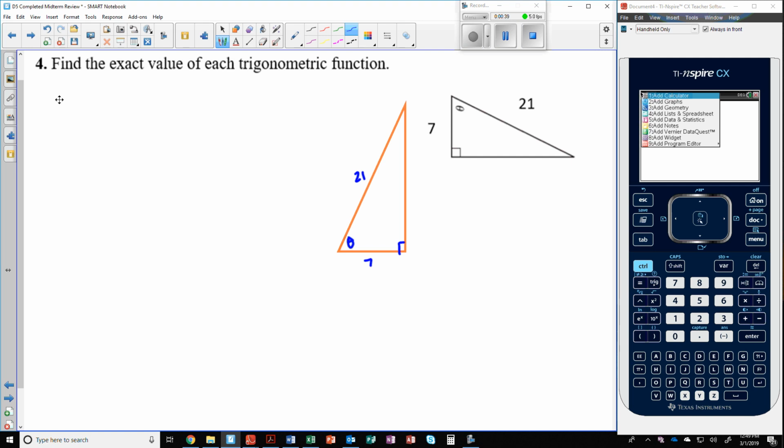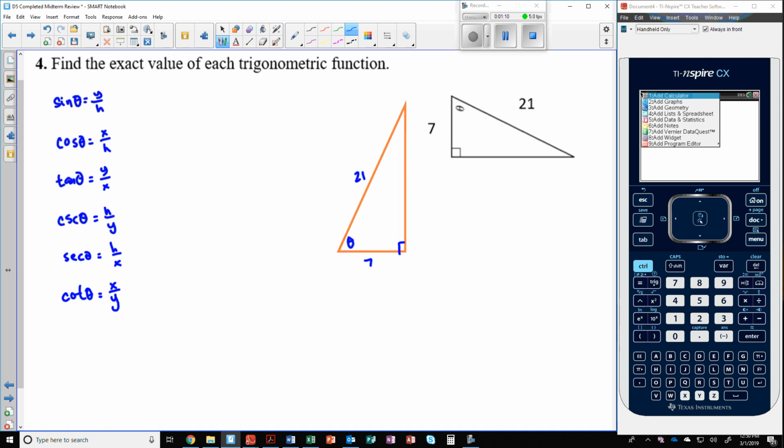So we're supposed to find each of the trig functions. So we have a saying: sine is y, cosine is x, tangent is y over x. And so I'm going to write these out. So we have them here. Cosecant is the reciprocal of sine. Secant is the reciprocal of cosine. And cotangent is the reciprocal of tangent, so it'd be x over y.